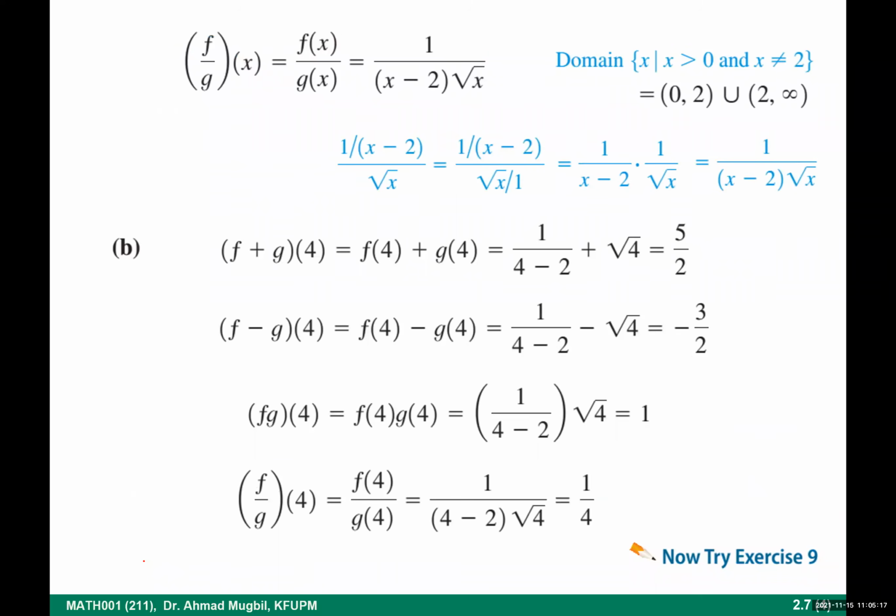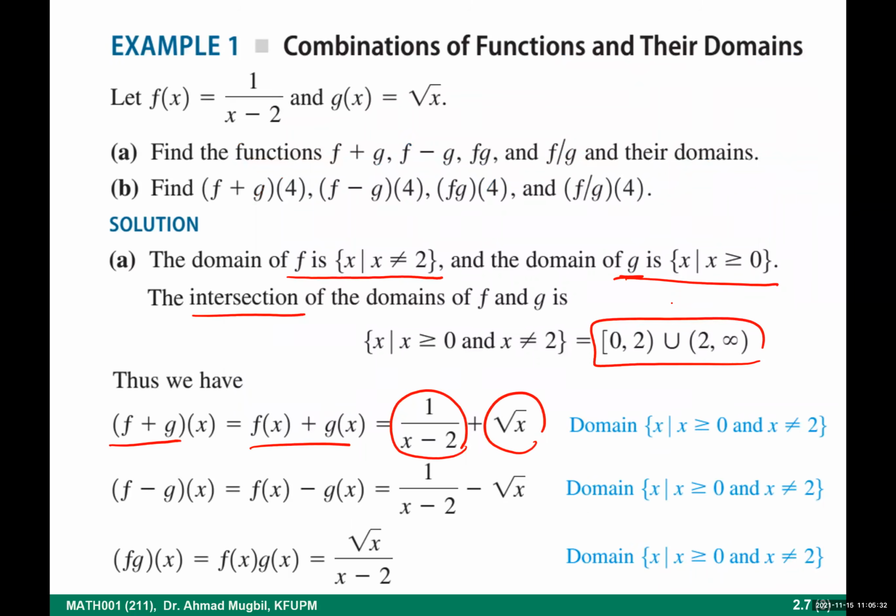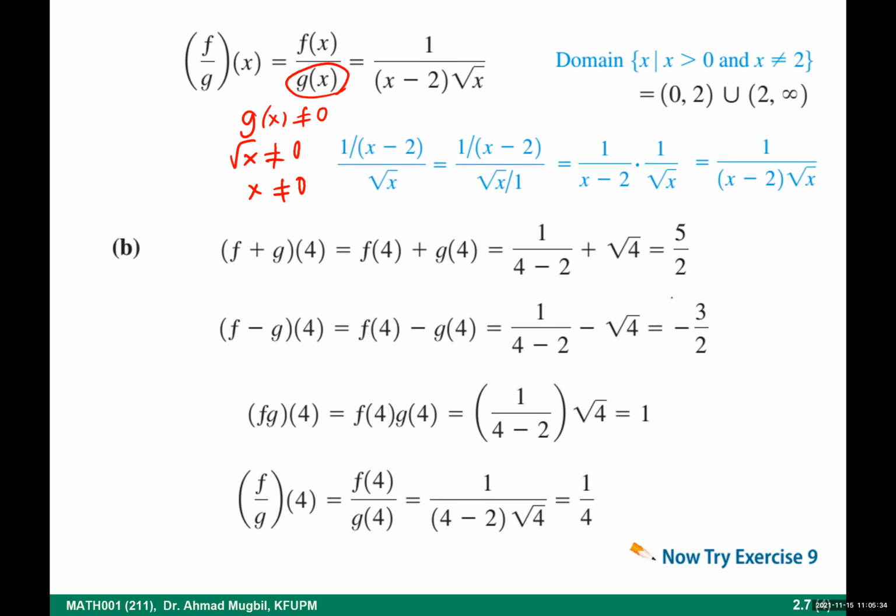In the case of the quotient, you need to add a condition here that the denominator, which is g here, g of x is not 0. And if you remember, g of x was the square root of x, so x is not 0. So you will remove 0; it was closed at 0, so you should make it open at 0, to exclude the zeros of the denominator from the domain. How to evaluate these functions at a specific value? You just apply the definition: f at 4 plus g at 4, and so on.